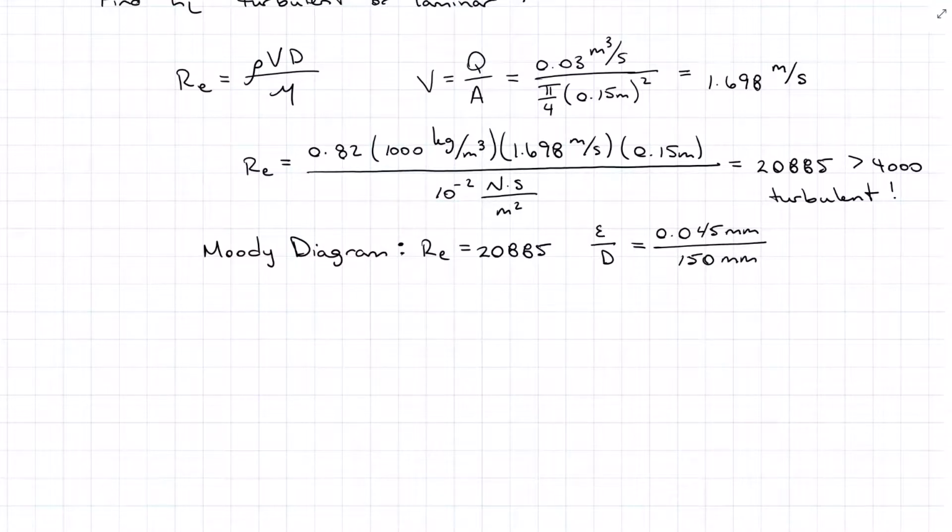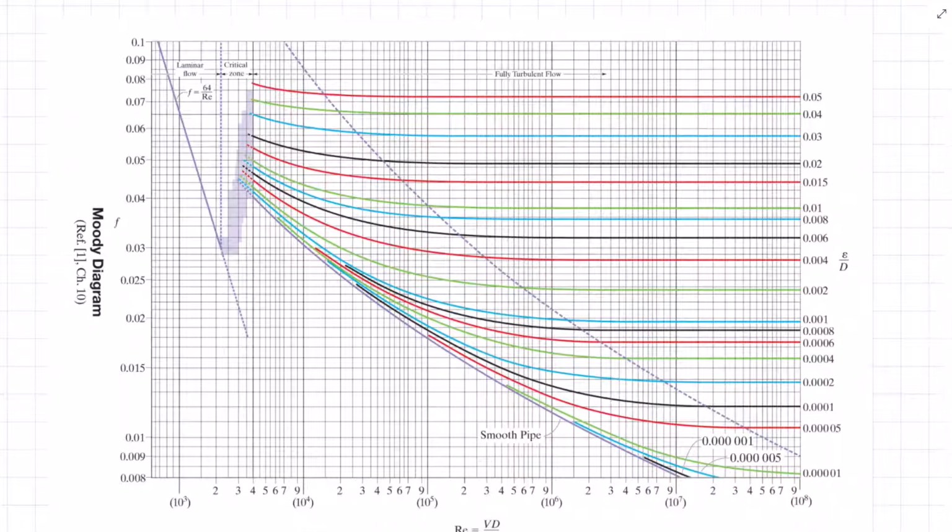And we can put that over our diameter, which is 15 centimeters or 150 millimeters. And we have a relative roughness of 0.0003. On our Moody diagram, that's going to put us here between 0.0004 and 0.0002. So we're going to cruise along here. And we need 20,000. So that's 2 times 10 to the 4th. So somewhere in here.